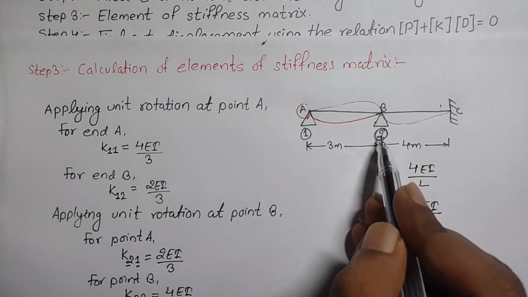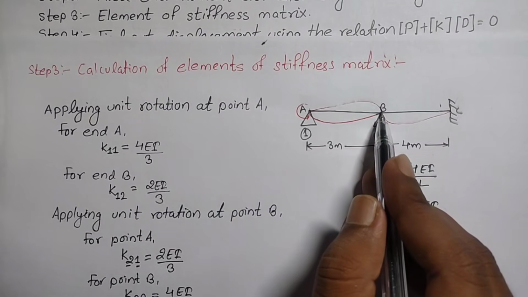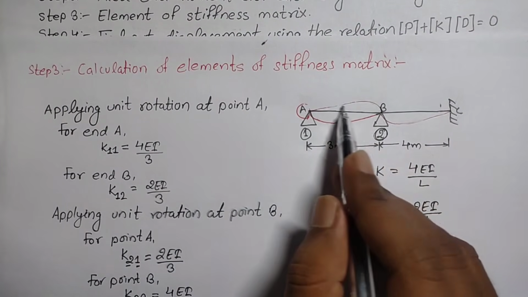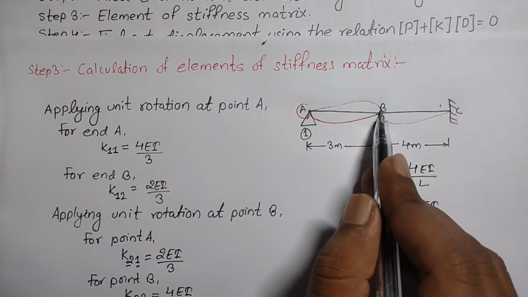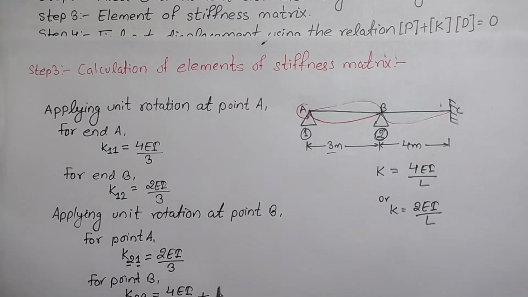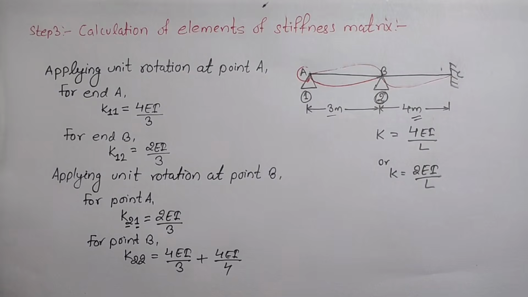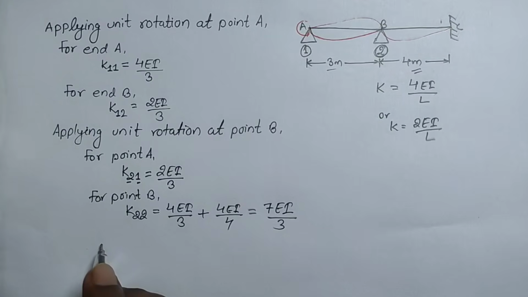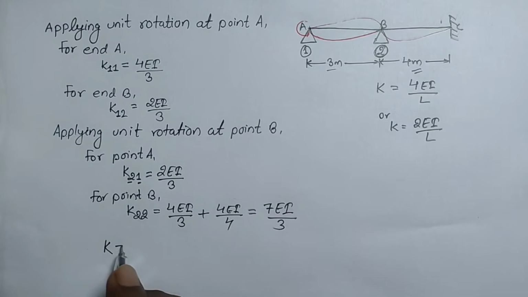See guys, why K22? Unit rotation at point B for point B means we have two portions here, that is span BA and BC, so 4EI by L plus 4EI by 4. Now if we calculate the total, then we will have K22 equals to 7EI by 3.